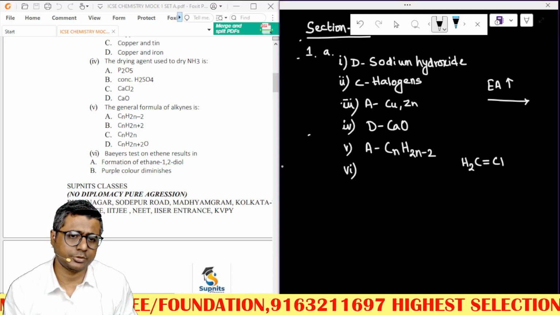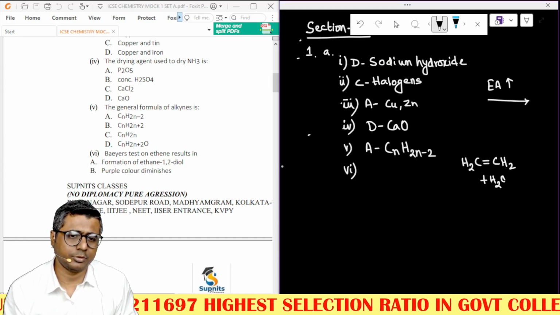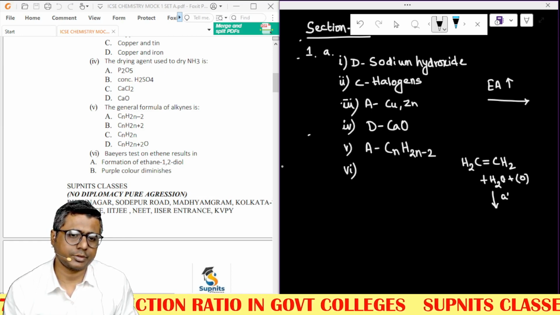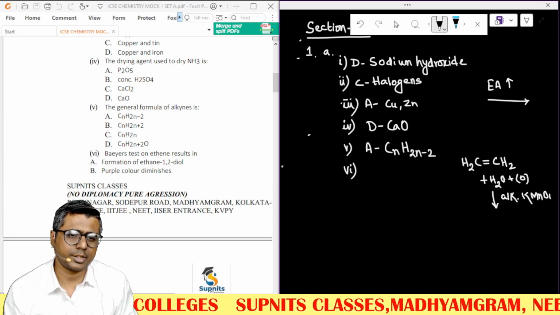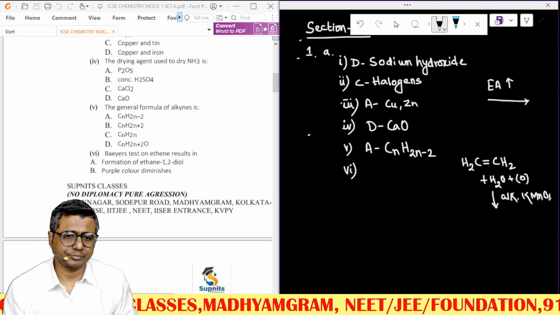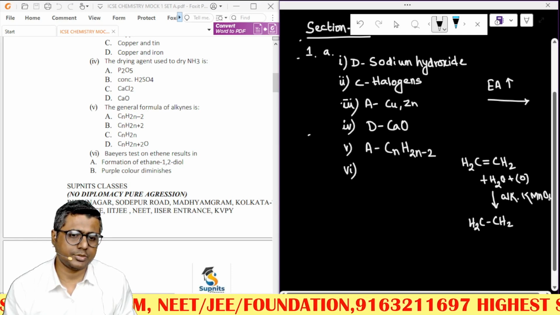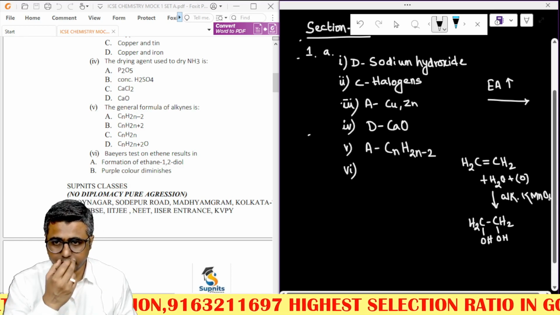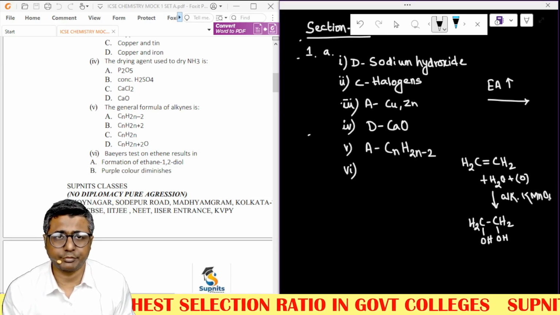H2C double bond CH2. This is nothing but ethene, and in Baeyer's test we add it with H2O plus a nascent oxygen, when you give cold dilute alkaline KMnO4, correct? So in this, if you see what happens, H2C, CH2, OH, OH. So this is formation of ethane 1,2-diol. So first option is definitely correct.